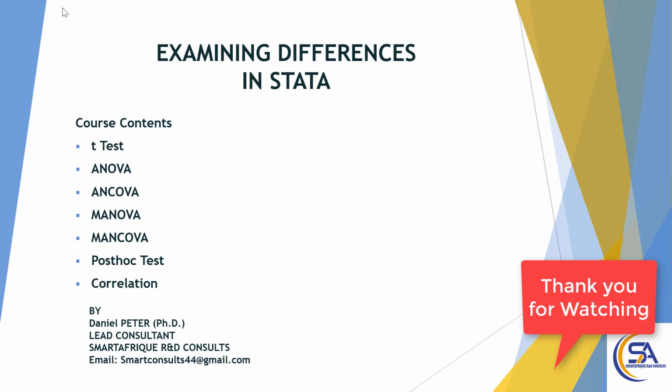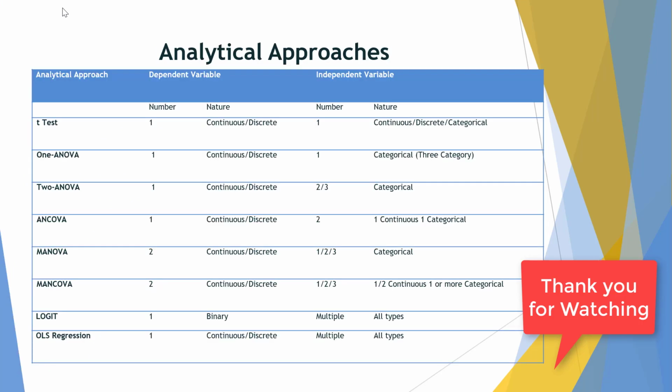T-test, ANOVA, ANCOVA, MANOVA, MANCOVA, Post-hoc test. ANOVA means analysis of variance. ANCOVA is analysis of covariance. MANOVA is multivariate analysis of variance. MANCOVA is multivariate analysis of covariance. Then the Post-hoc test and correlation.